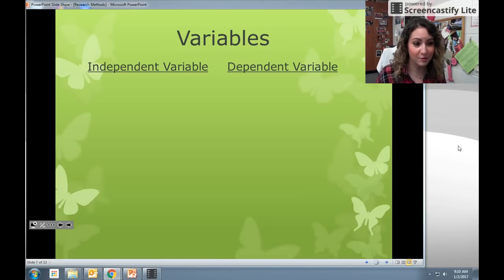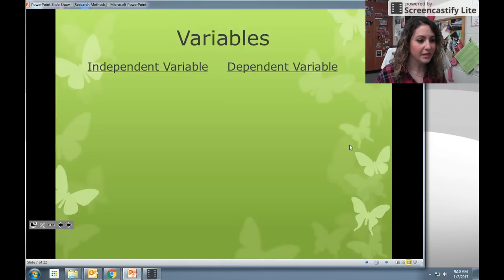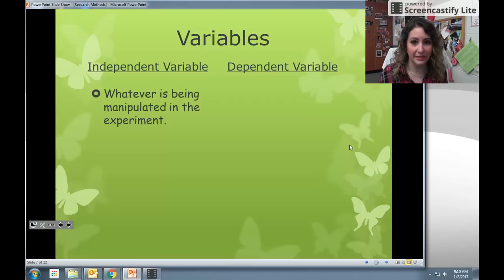So we have two types of variables. We have independent variables and dependent variables. And it's very important on the AP test that you can tell the difference between these two, that you can determine which one is independent and which one is the dependent, or you can make up your own independent and dependent variables. So an independent variable is anything that you're going to manipulate in the experiment.